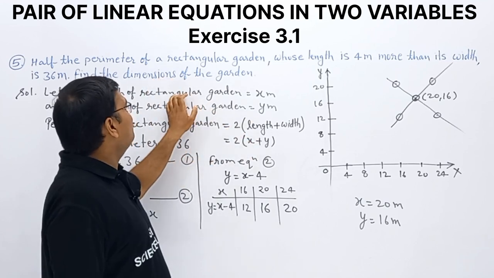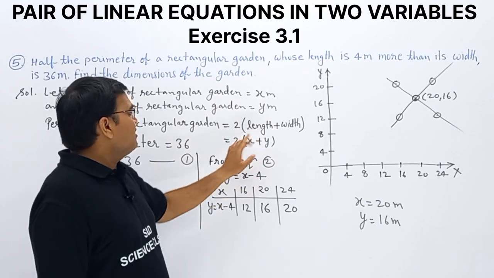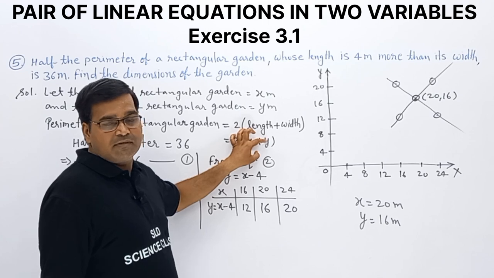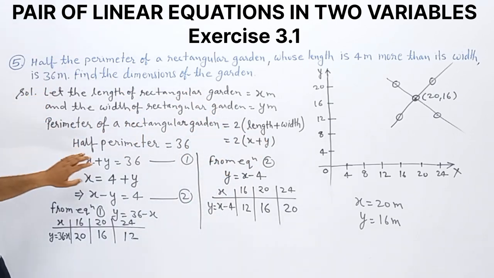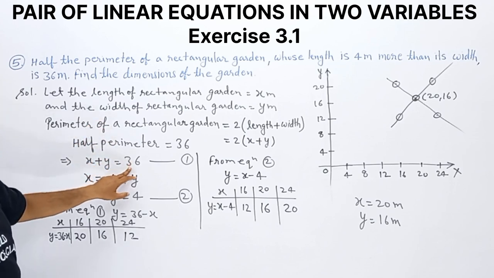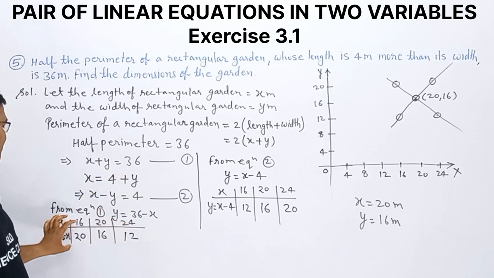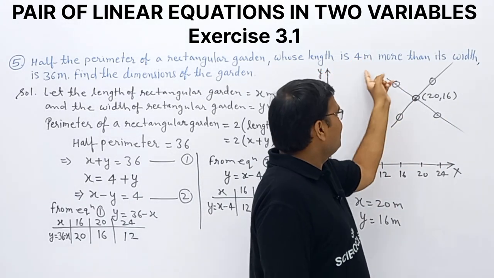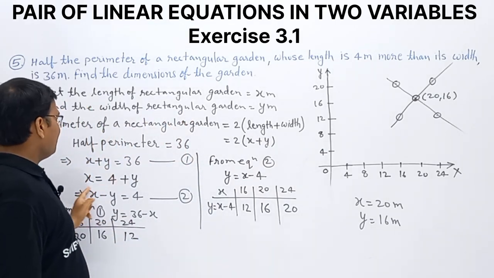So we assume the length of the rectangular garden is x meters and the width is y meters. So this can be written as 2 times length plus width, 2 times x plus y. This is the perimeter of the rectangular garden. But in the question, half the perimeter is 36. So half of this will be x plus y equal to 36. It is equation number 1. Clear? For this equation we obtain y values and find the table. We get these coordinates, draw them on the graph paper, and we get this line. Clear?